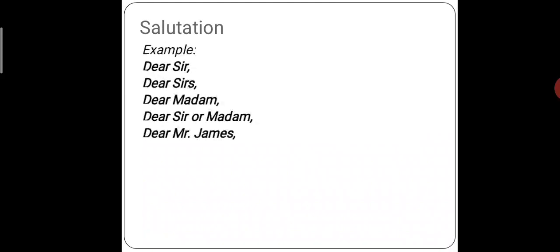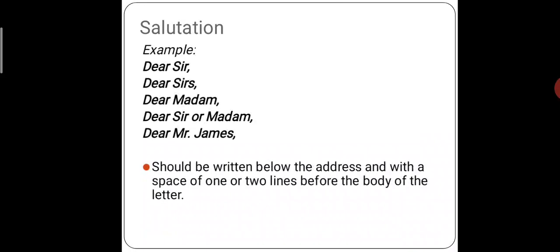Next part, salutation. For example, Dear Sir, Dear Sirs, Dear Madam, Dear Sir or Madam, Dear Mr. James, should be written below the address, with a space of one or two lines before the body of the letter. After the inside address there is the subject, and after that the salutation. This is placed below the inside address. It is usually followed by a comma.